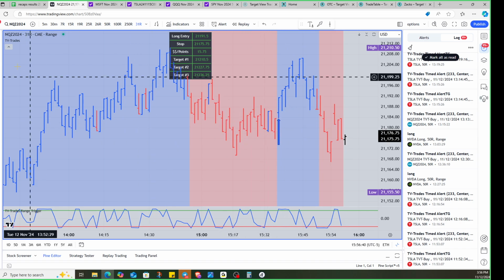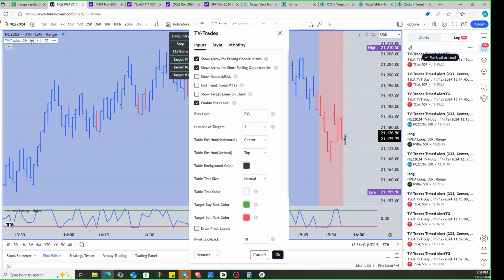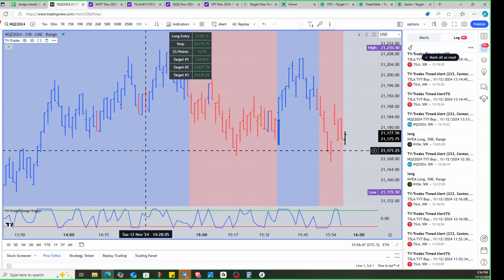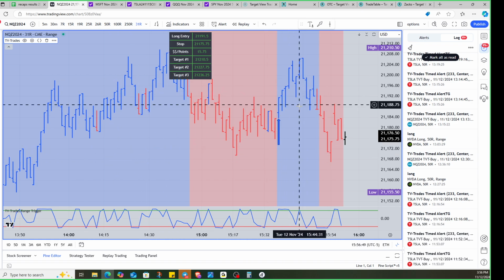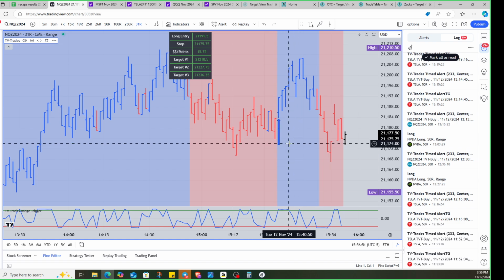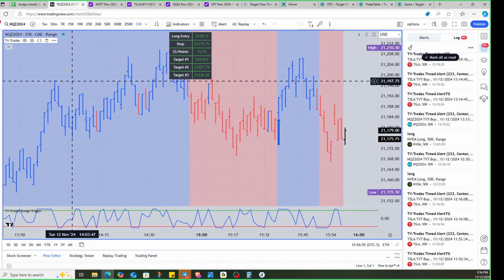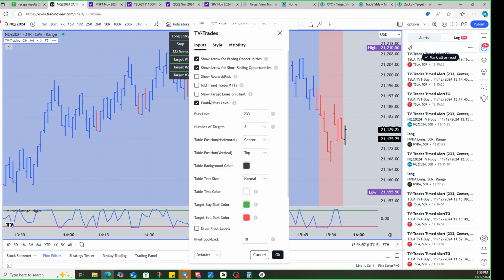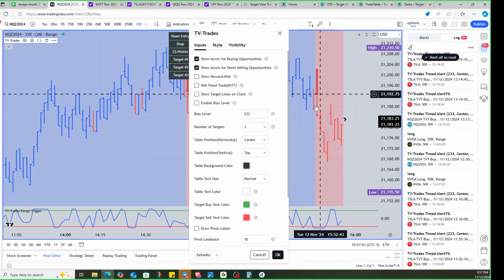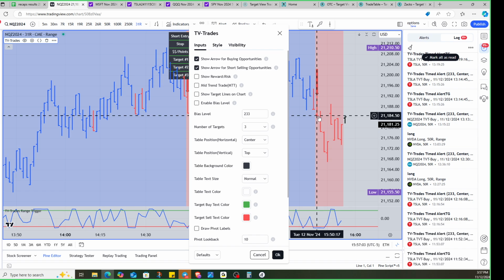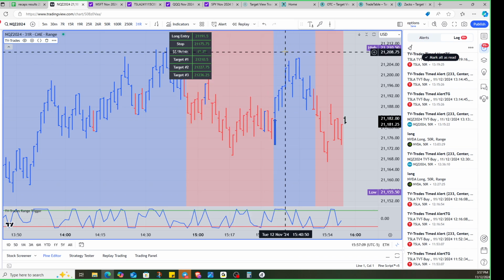Now, right now, I think we have the bias on this. Yeah, we have the bias on. So it's not going to trigger any short trades in here right now because the bias is bullish. But if you had the short trades on, if you had the bias off, for instance, I think it might have triggered a short trade back here a minute ago. Yeah, it did. Right back here, it triggered a short trade a minute ago. Now, that's on a 31 range.